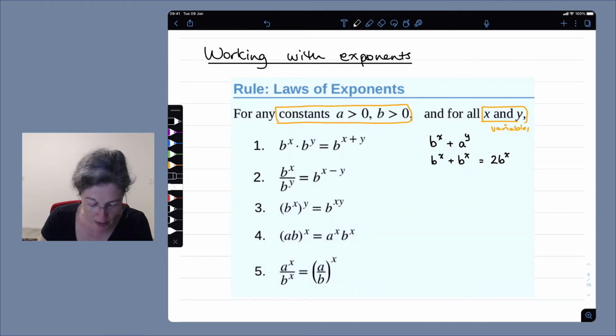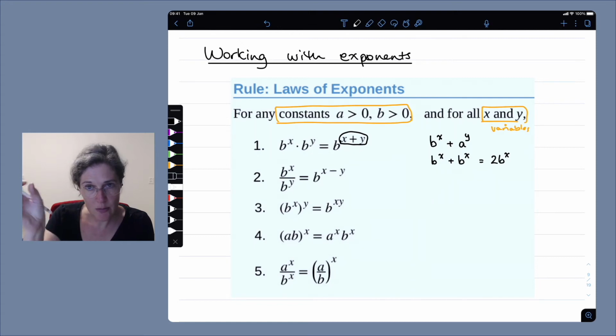But if we want to multiply two exponentials together, provided that they have the same base, we can in fact do that by adding together their exponents. So b to the x times b to the y is the same as b raised to the x plus y.